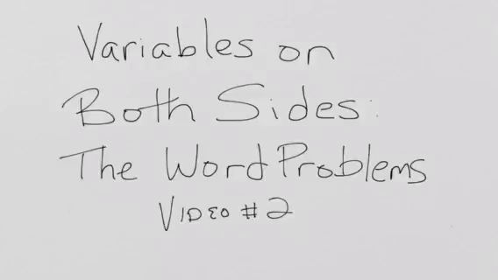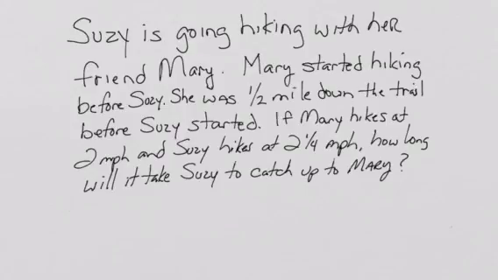It's variables on both sides, the word problems, video number 2. Susie is going hiking with her friend Mary. Mary started hiking before Susie. She was a whole half mile down the trail before Susie even got started. Well, if Mary hikes at 2 miles an hour and Susie hikes at 2.25 miles per hour, how long will it take Susie to catch up to Mary?